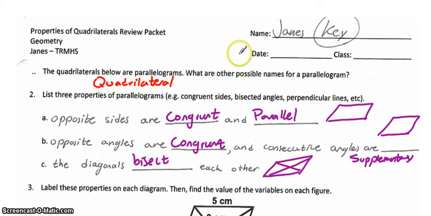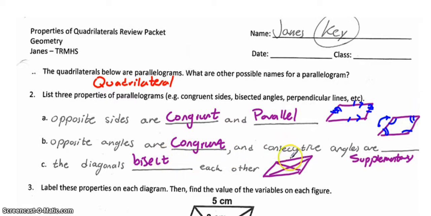A. Opposite sides are congruent and they're parallel. That means that sides like this are congruent and they're also parallel to each other in a parallelogram. B. Opposite angles are congruent and consecutive angles are supplementary. So that means that angles like these two are congruent to each other, while angles like these two right here will be supplementary. They will add to 180.